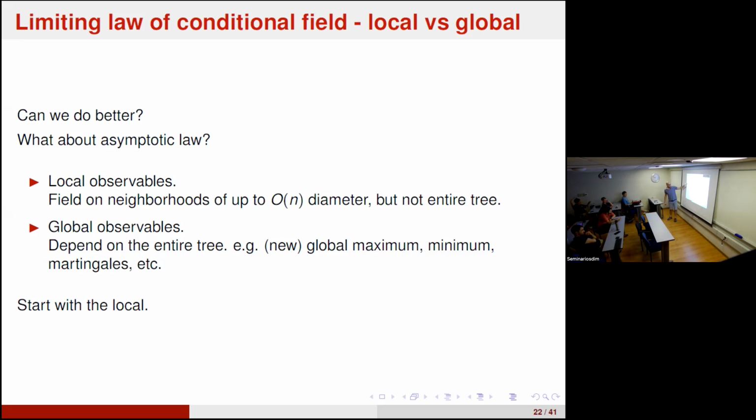And we can also handle global observables. So for instance, I condition the field to be positive, what is the new maximum? What is the new minimum? For people who are familiar with the subject, what about the exponential martingales that are associated with the branching random walk? What happens to them when I condition things to be positive? And so on. The reason that we're going to separate this is that there is a different behavior, whether you look at local or global. I'll try to explain this. So we'll start with the local observables.